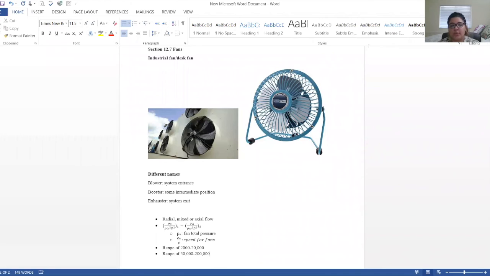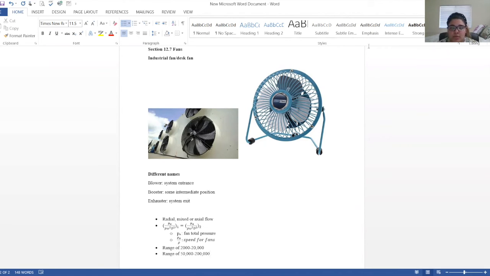This is section 12.7, and I'm going to be talking about fans. Fans are most commonly used to move air or some sort of gas or vapor. In the industry, there are different fans. They can vary in size and shape and even usage.